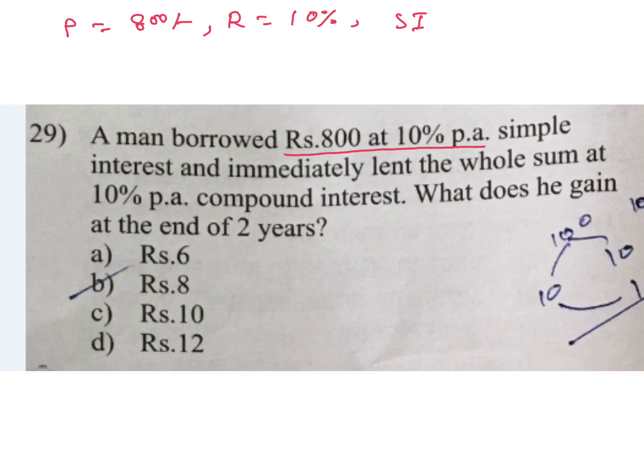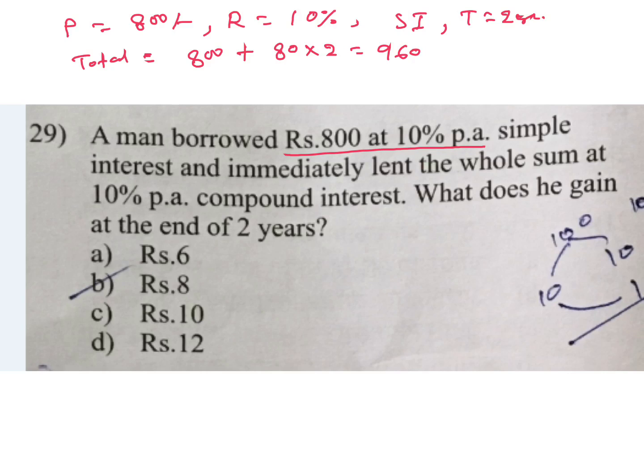In simple interest, time is 2 years. So, for 800 rupees simple interest 10% 2 years, you have to calculate: 800 10% is 80. 2 years, 80 into 2, 160. So, principal is 800 plus 80 into 2, you will get 960 rupees in simple interest.